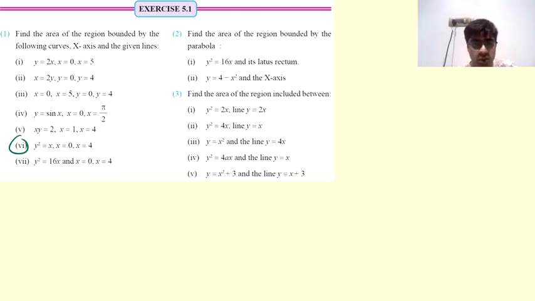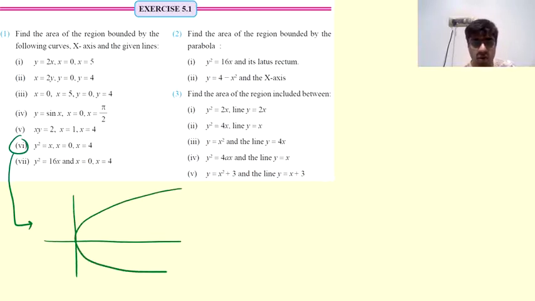Let's continue with the sixth one. Y square equal to x. It's a parabola that is going to open rightwards. And we need the area from x equal to 0 to x equal to 4. X equal to 0 is here and x equal to 4 will be a vertical line here. And you need the area between the curve, the x-axis and the given lines. So the required area is this.